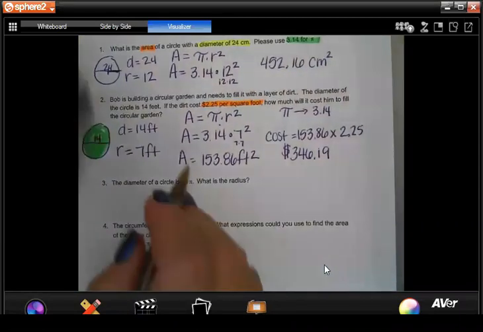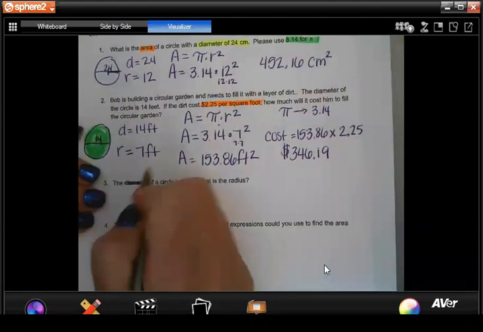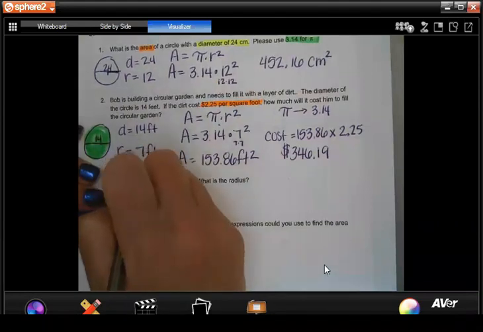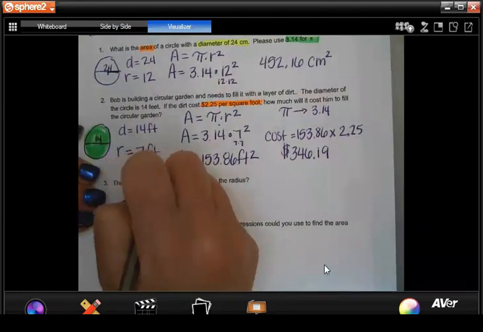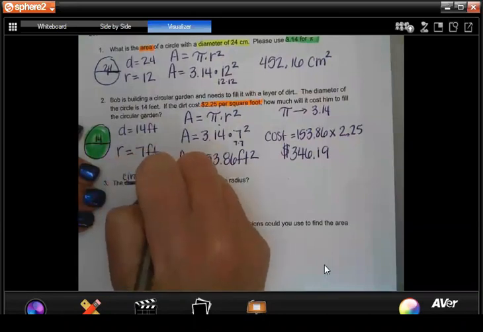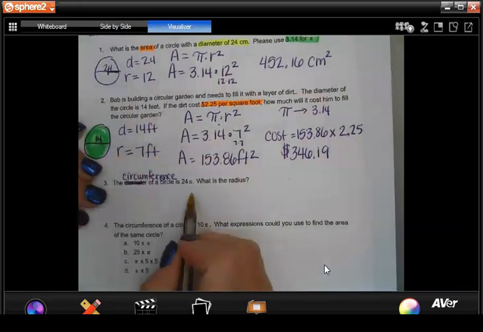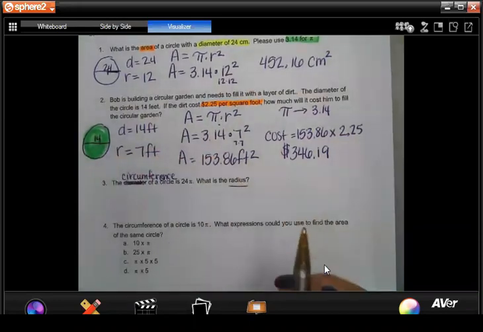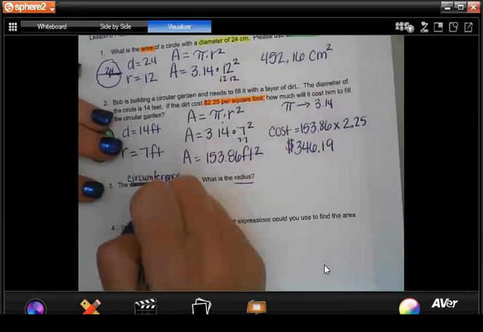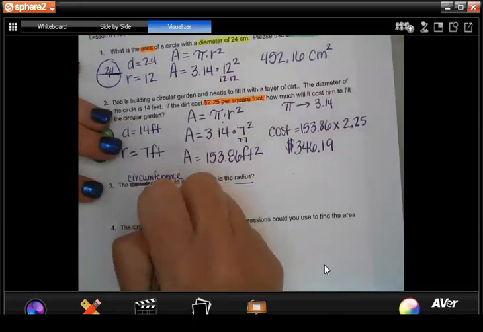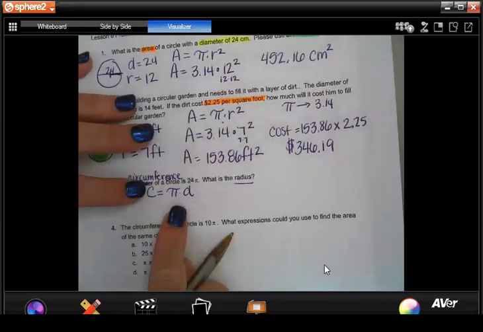Oh, shoot. Sorry, you guys. This should have said circumference. The circumference of my circle is 24 pi. What is the radius? Okay, well, circumference is pi times diameter, right?